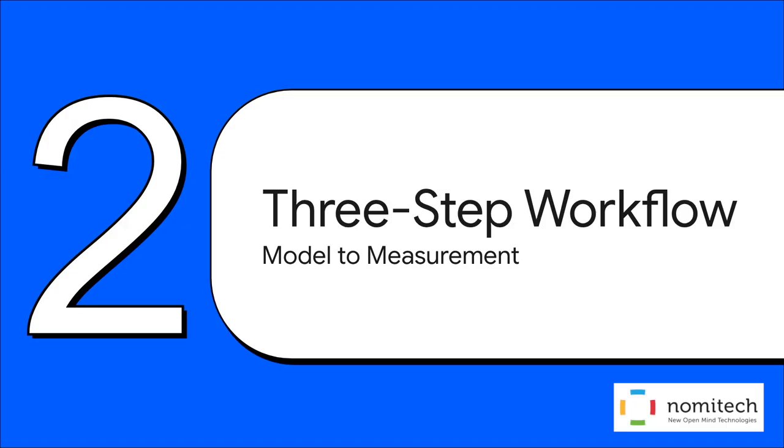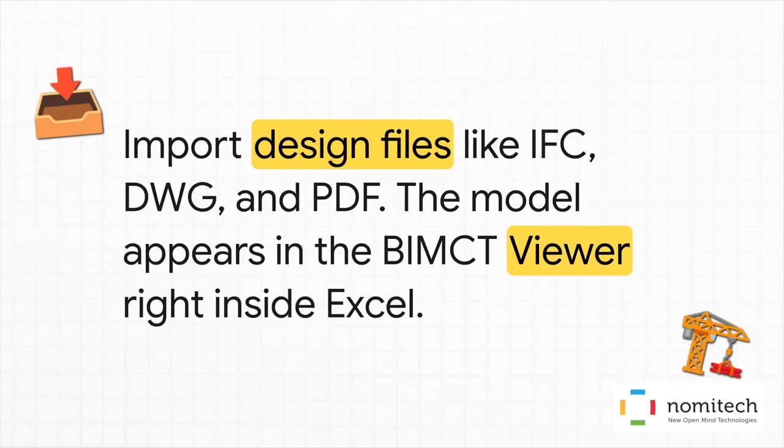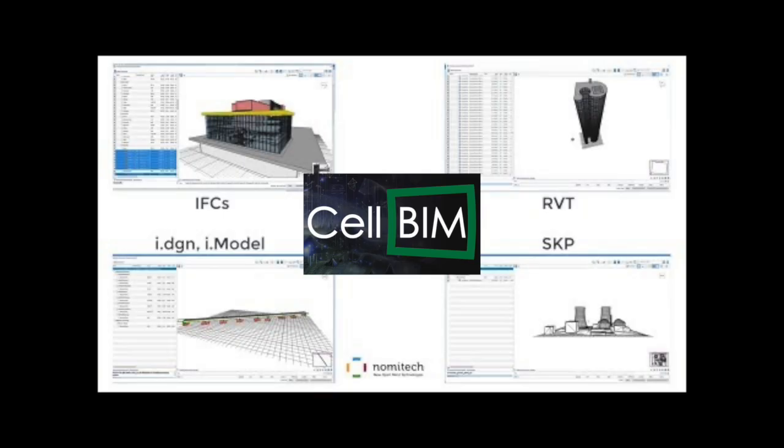Okay, so what does it actually look like in practice? How does it work? The main workflow is really simple. Just 3 key steps that take you from that complicated 3D model to precise, live measurements inside your spreadsheet. So, step 1, you bring in your design files, and it handles pretty much everything: IFC, DWG, Revit files, even PDFs. You just import it, and the model shows up in its own viewer, sitting right there next to your worksheet.